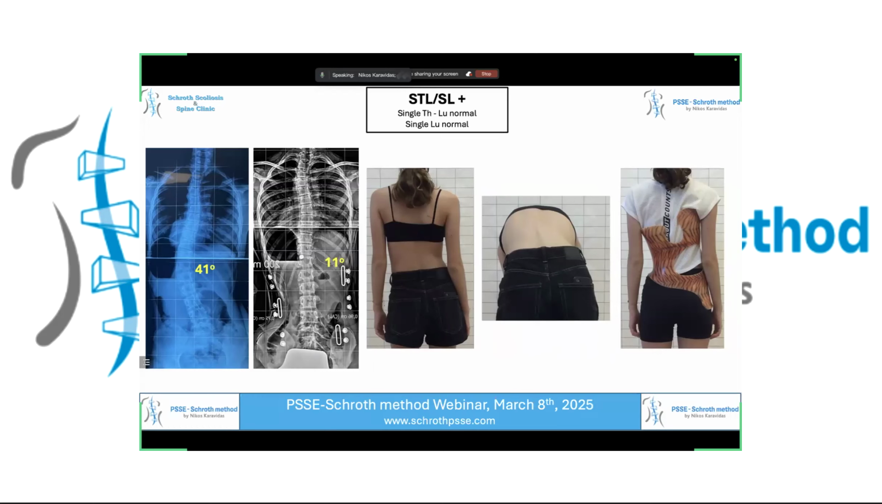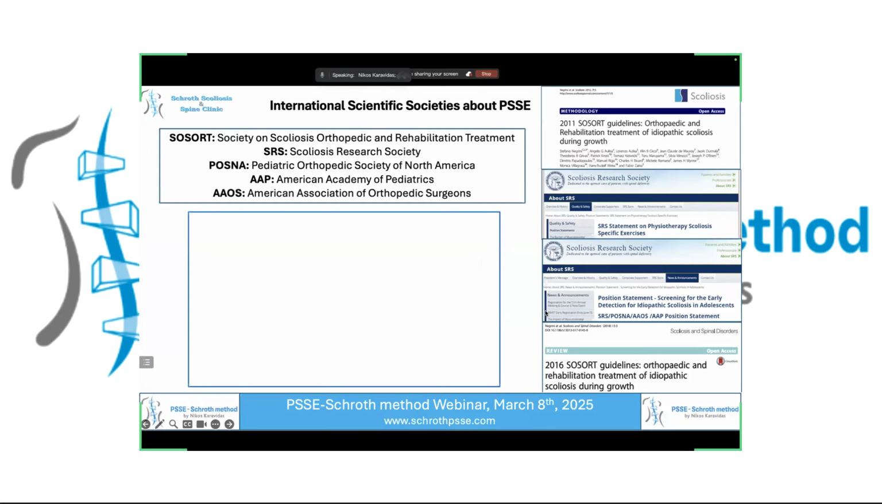And this is the single lumbar or thoracolumbar plus type, STL or SL plus, with 41 degrees of thoracolumbar, left thoracolumbar curve. And in the brace, we brought it down to 11 degrees. And you can see just immediately after the brace fitting, how much the patient is corrected in the frontal plane. Of course, also the sagittal plane alignment and the correction of the rotation is very important.